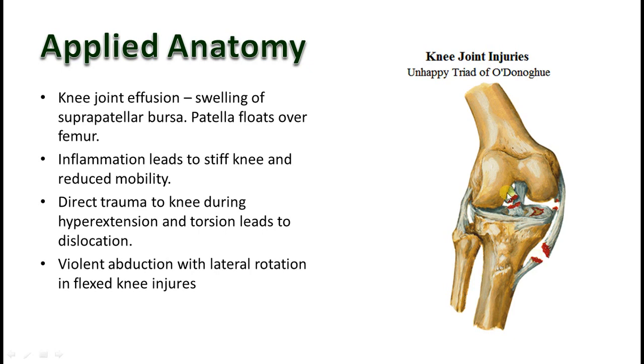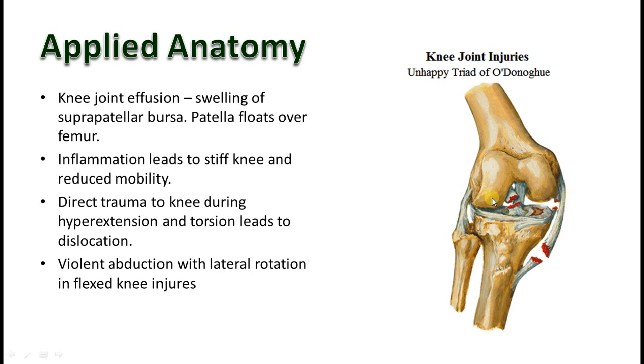So most commonly injured is your anterior cruciate, then you have the meniscal tear, and then you see the tibial collateral ligament. So when these three are injured, it is actually called the unhappy triad of O'Donoghue. Okay, it is actually called the unhappy triad. Injury to the anterior cruciate, medial meniscus, and the tibial collateral ligament.